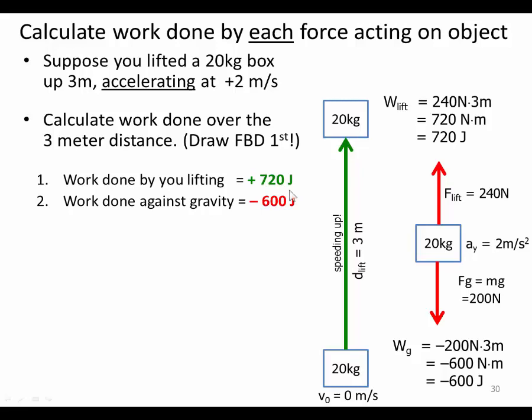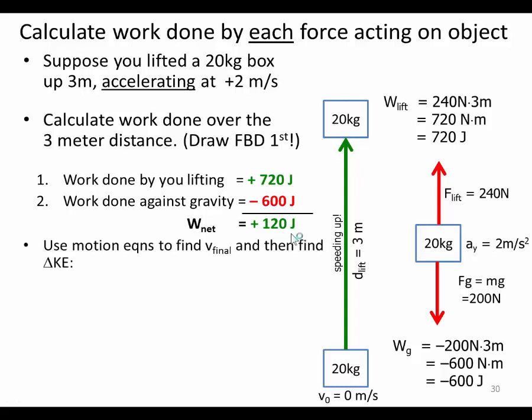So what's changed from the last example is that the work done by you is now greater than the work done by gravity. When we take a sum of these, we find the net work done is positive 120 joules. First, let's use motion equations and figure out what the final velocity is. I'm just plugging this right into equation 8. You can plug in the numbers yourself, and you'll see. I solved equation 8 for v1, and we find the final speed is square root of 12 meters per second.